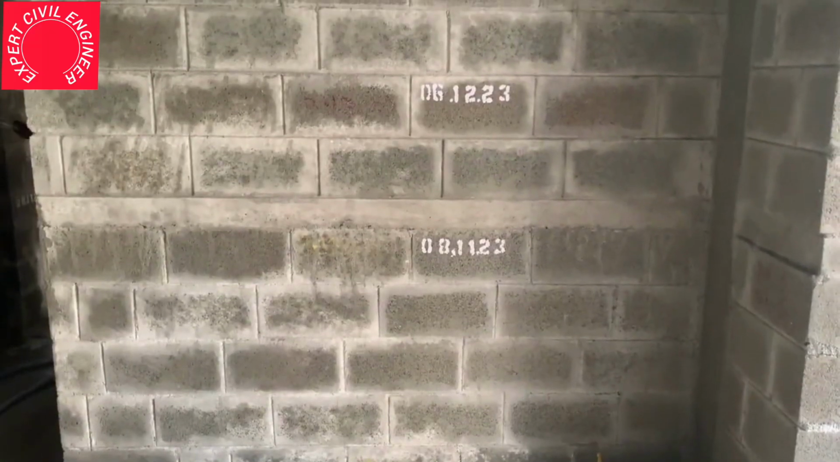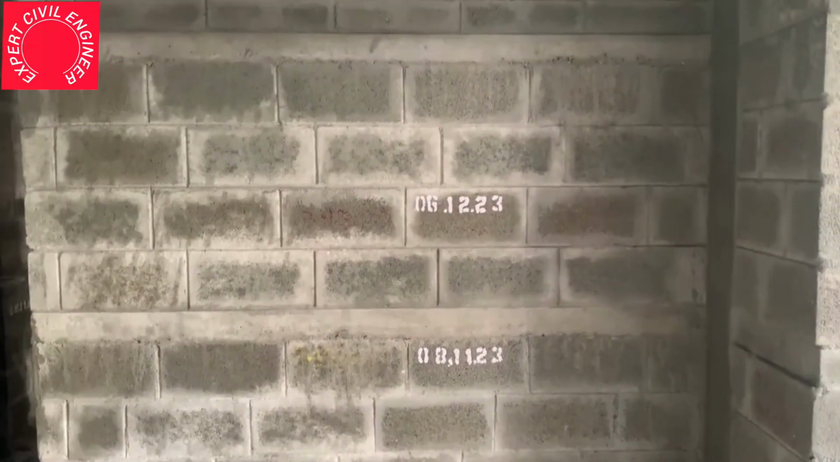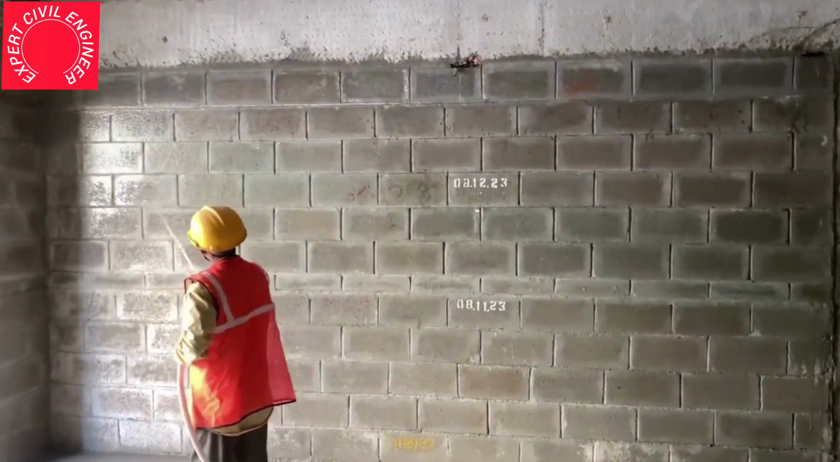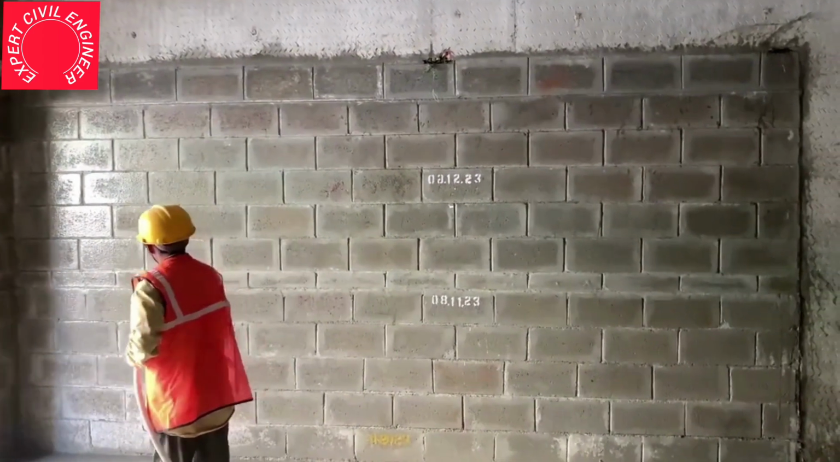Please check the completion date of the blockwork mentioned on the wall. This will ensure proper curing for 7 days. Curing must be carried out for at least 7 days following the dates written on the walls.